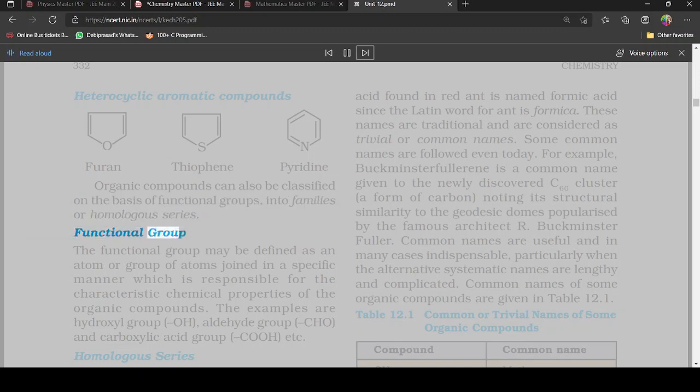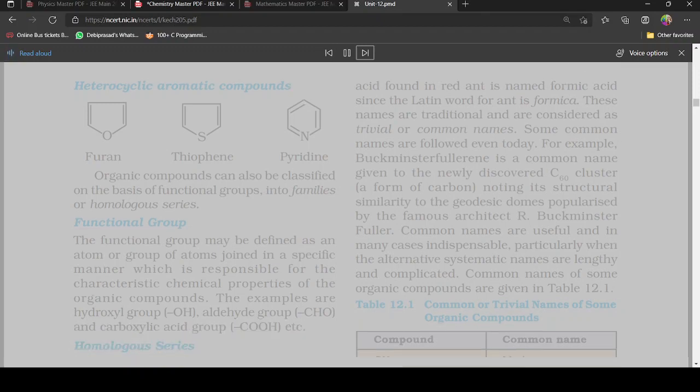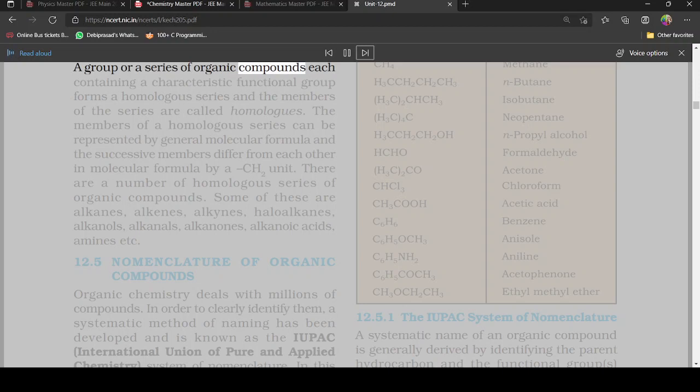Organic compounds can also be classified on the basis of functional groups into families or homologous series. Functional group. The functional group may be defined as an atom or group of atoms joined in a specific manner, which is responsible for the characteristic chemical properties of the organic compounds. The examples are hydroxyl group, OH, aldehyde group, CHO, and carboxylic acid group, COOH, etc.